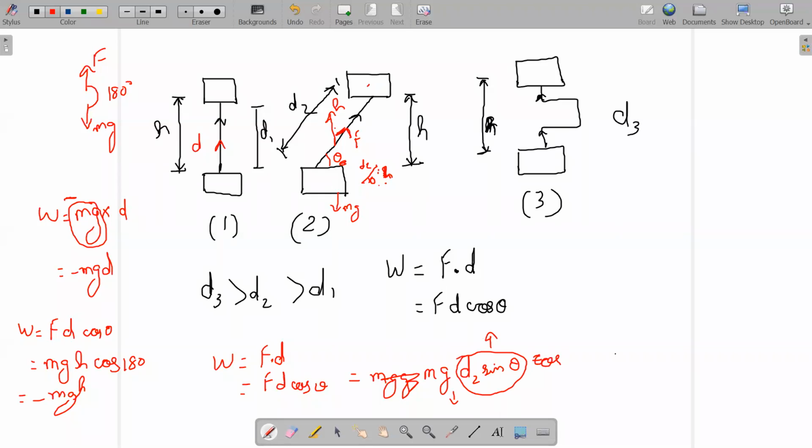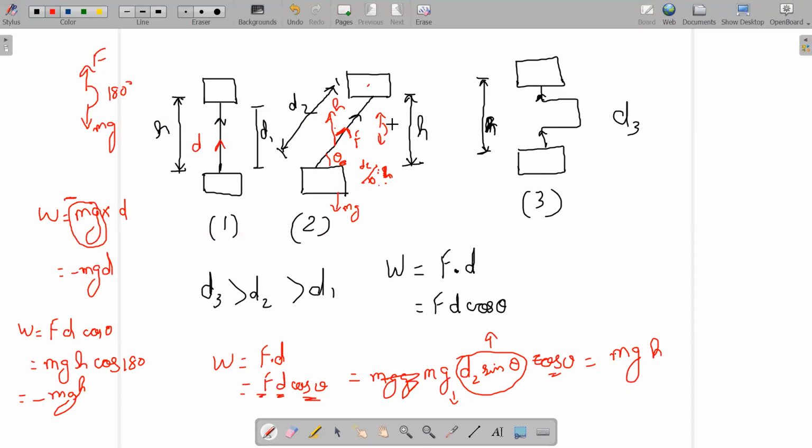Then there is one cos theta term as from here. We wrote the f as mg. We wrote d as d2 sine theta. Then we have cos theta here. So finally this becomes again mg. Then d2 sine theta is actually again h, the same height. Then cos theta again h, d2 sine theta is in upward direction, mg is in downward direction.